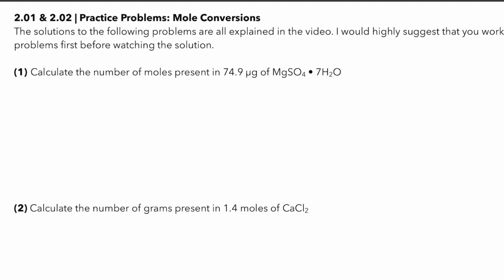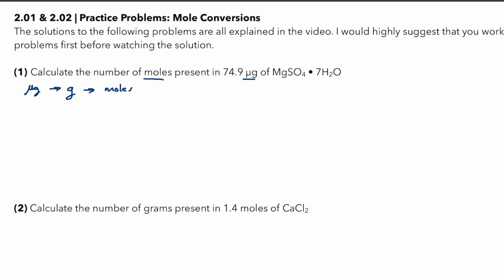Number one says calculate the number of moles present in 74.9 micrograms of magnesium sulfate heptahydrate. Now you don't know the name, but that's okay. You'll learn it later. The first thing that I need to know is that this wants me to calculate moles, and I've been given a microgram. So I like to draw a little map of what I need to think through first. So I need to go from a microgram to the base unit grams and then to moles.